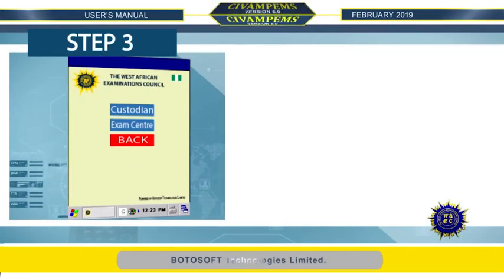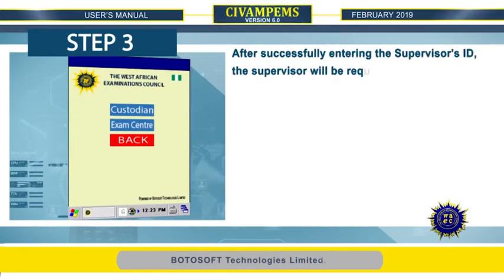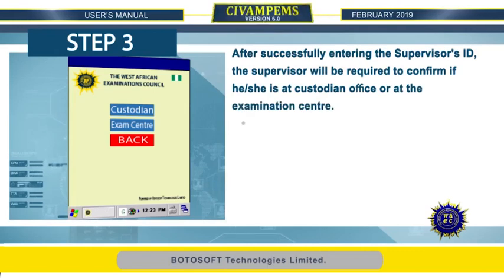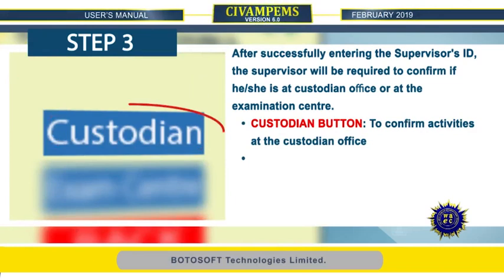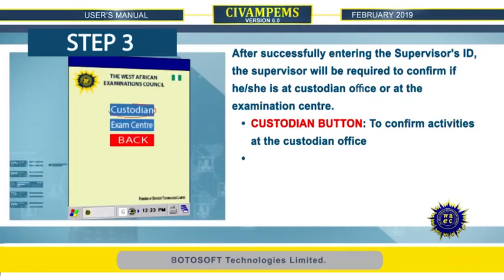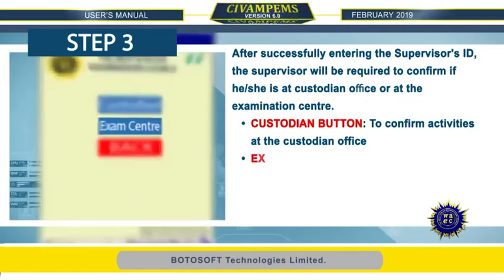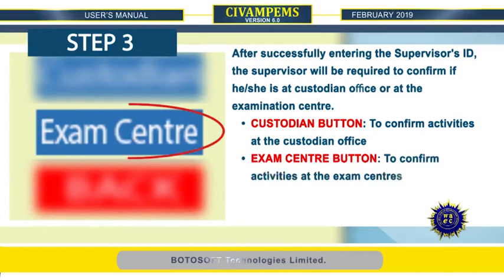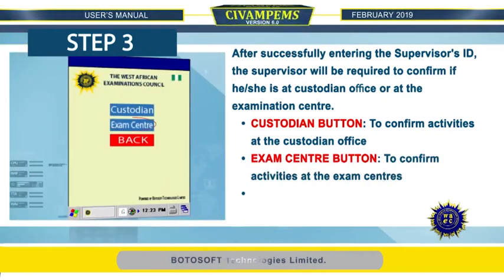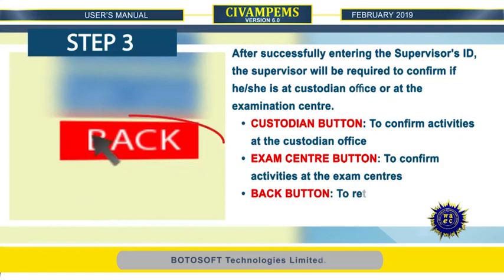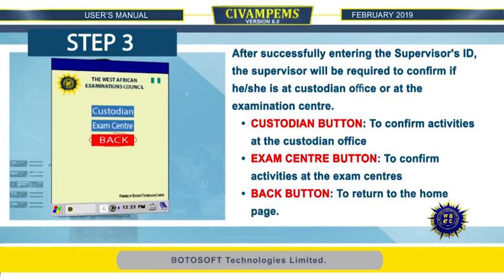Step 3. After successfully entering the supervisor's ID, the supervisor will be required to confirm if he or she is at the custodian office or at the examination center. Custodian button, to confirm activities at the custodian's office. Exam center button, to confirm activities at the exam centers. Back button, to return to the home page.